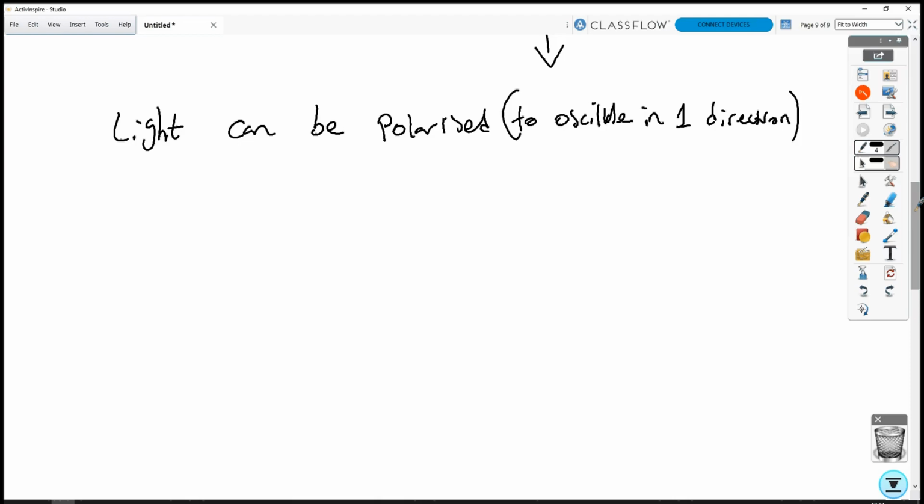So let's see how this would look. Here we have a simplified version of light, which is oscillating in its x and y plane. It's going to move from left to right. In front of it, we place a polarizing filter. So this is a polarizer, and it's a plane polarizer, so it polarizes in one plane.